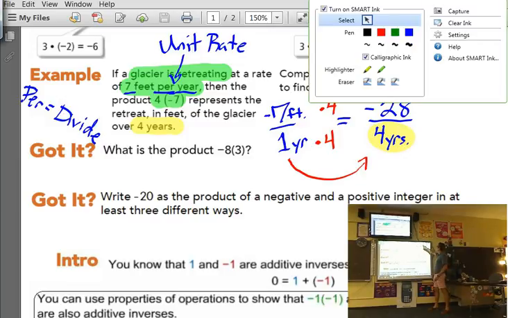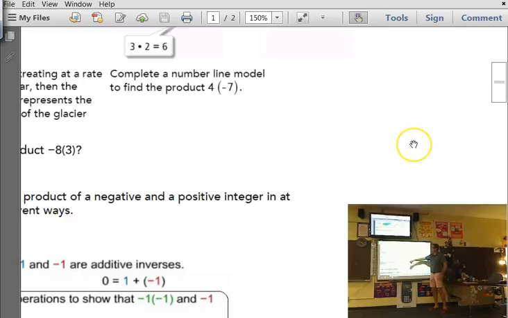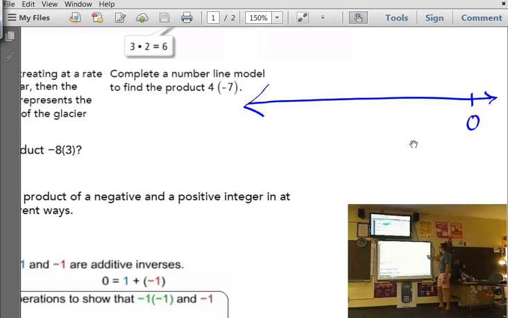So here's what we would do if we want to draw this out, and you artsy people will probably like this better. I'm going to put my 0 way up here, because I know what I'm doing is a negative change. It's retreating or going back by 7 feet every year. So if you imagine that the glacier starts right here at a start point, you don't have to draw that, and after a year, how much did it melt or retreat? Yeah, 7 feet. So that's a negative 7. So it lost 7. So now, after 1 year, I'm at a negative 7.